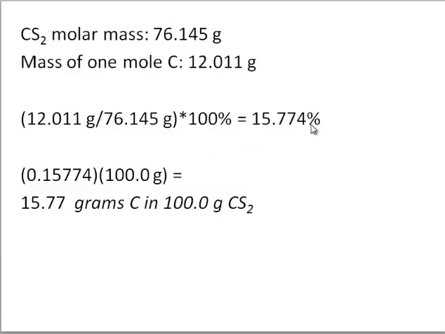15.774%. To answer the question, we take this percentage in decimal form, 0.15774, multiply it by the mass of the sample, 100 grams of carbon disulfide, and the answer is 15.77, and this is grams of carbon in 100 grams of carbon disulfide.